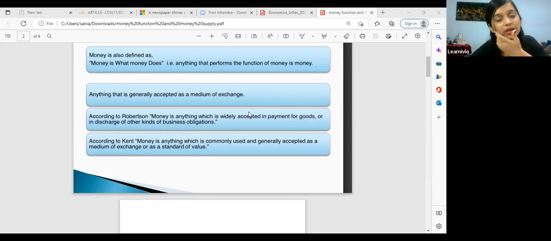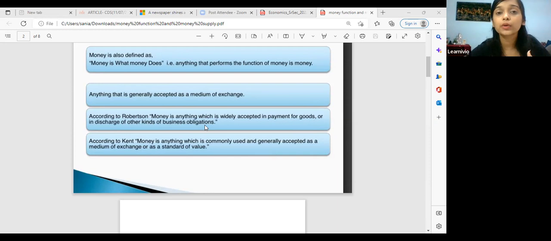But for example, you want to purchase a new mobile phone, you took your pens with you, and you told me that in exchange of this pen, just give me the mobile phone. It is not possible, right? Only money is needed in order to make a payment. So that's why money is anything which is widely accepted in payment for goods, or in discharge of other kind of business obligation.